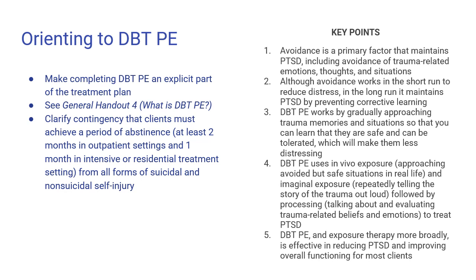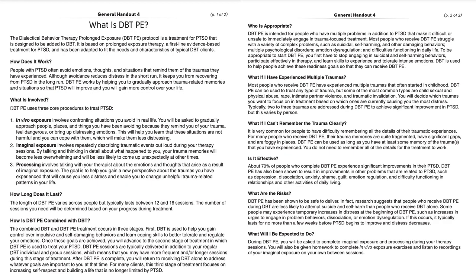4. DBT-PE uses in vivo exposure, approaching avoided situations in real life, and imaginal exposure, repeatedly telling the story of the trauma out loud, followed by processing, talking about and evaluating trauma-related beliefs and emotions to treat PTSD. Lastly, DBT-PE and exposure therapy more broadly is effective in reducing PTSD and improving overall functioning for most clients. This is the handout that could be beneficial to help through that conversation.